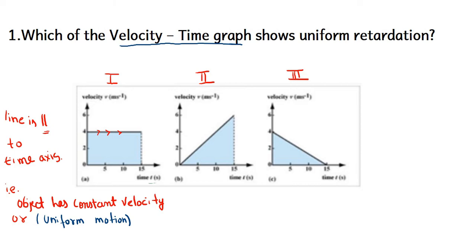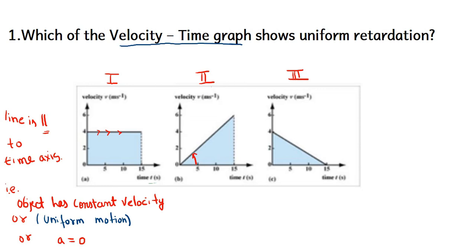Now student, what do you mean by object has constant velocity? We can say object does not have any acceleration, because acceleration develops when velocity changes, and here the velocity is not changing. In this graph second, what you can observe?